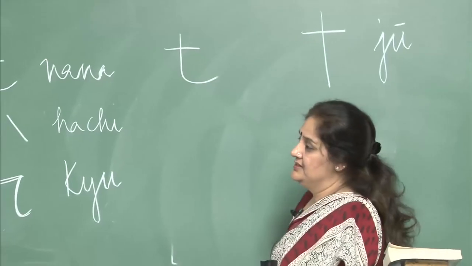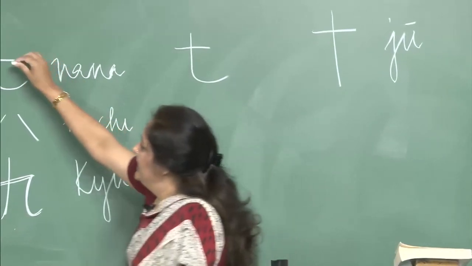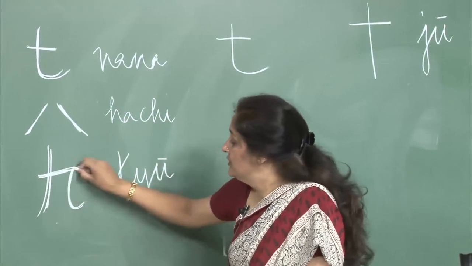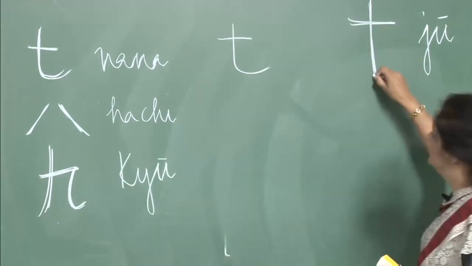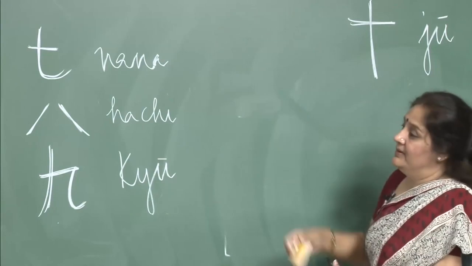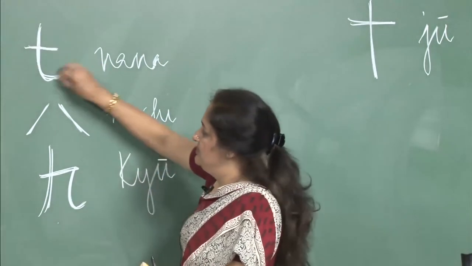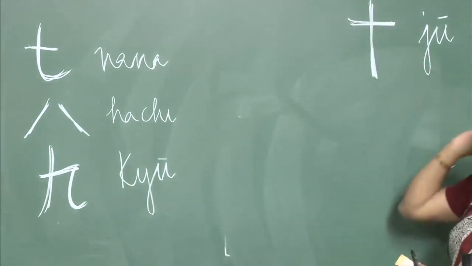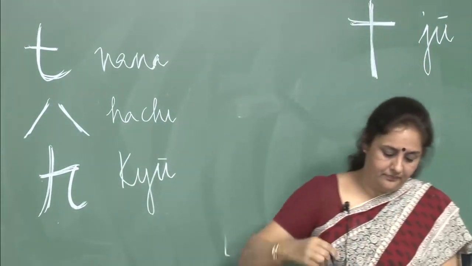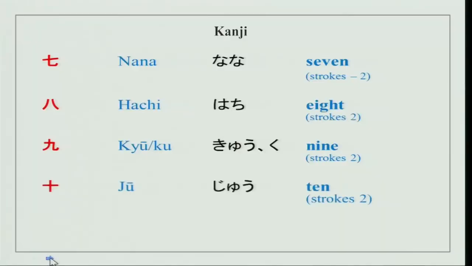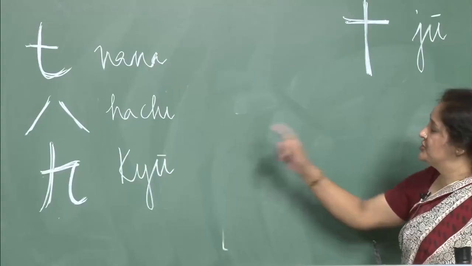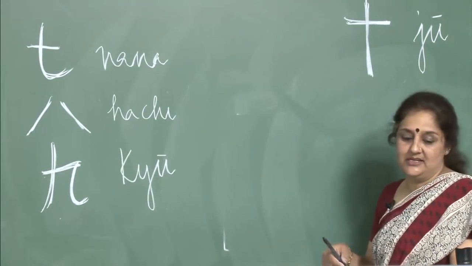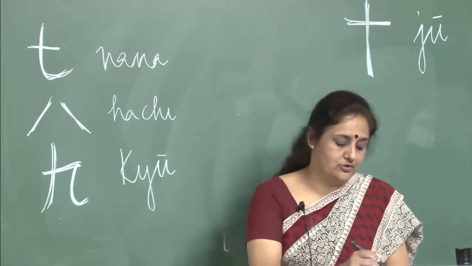These are your numbers. Please remember nana, hachi, q and ju. Is it okay? Once again, nana. You can repeat after me. Hachi, q and ju. All are 2 stroke kanjis over here, you will see. You have done 4 strokes and 5 strokes earlier, but all these, this set is all 2 strokes.